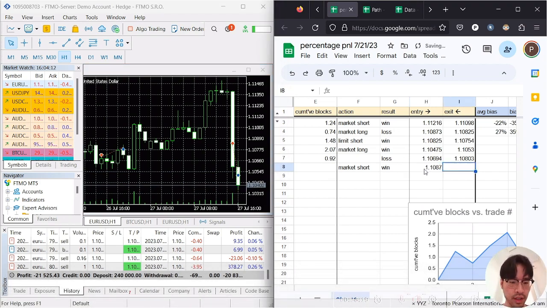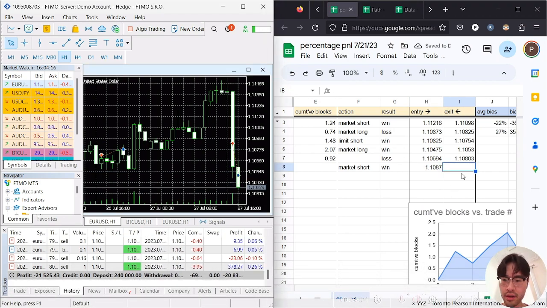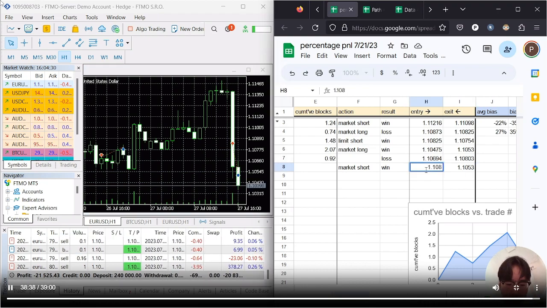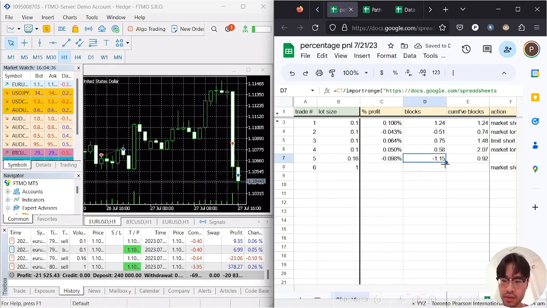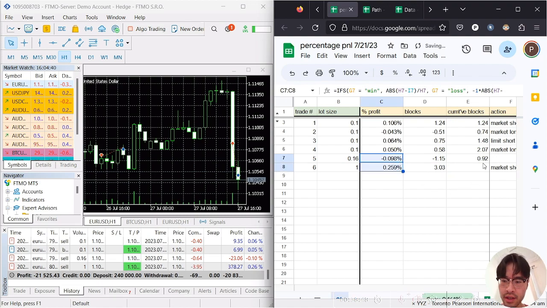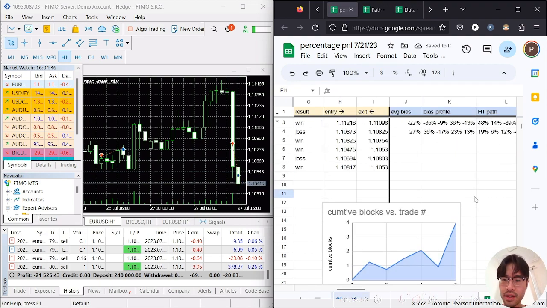1.10817. Entry. The exit, that would be a 1.10530. And this block is also going to need to be calculated. That was a whole 3 blocks for that trade. Wow, that is nice.